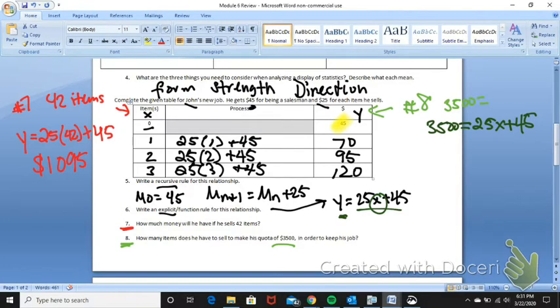So simple algebra, just plug in, solve. So we're going to have to subtract the 45 over, divide by 25. We're going to get 138.2. Obviously, he can't make 0.2 of a sale, so we got to round up. So here's your final answer. He needs to sell 139 to make his quota of $3,500 to keep his job.